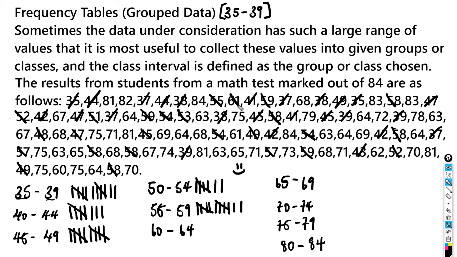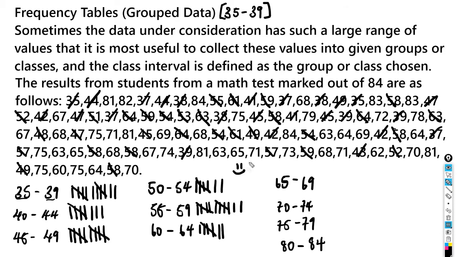And then the next one is 60 to 64. So we're going to do 61, which is 1. Then let's look for 60 to 64. And we have another 64 here, so that's 2. 63, so that's 3. 64 again, so that's 4. 63, so that's 5. Then 64 again, so that's 6.